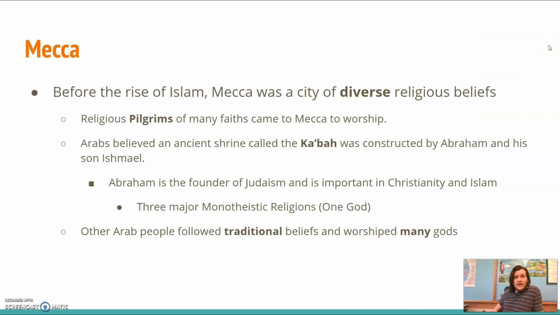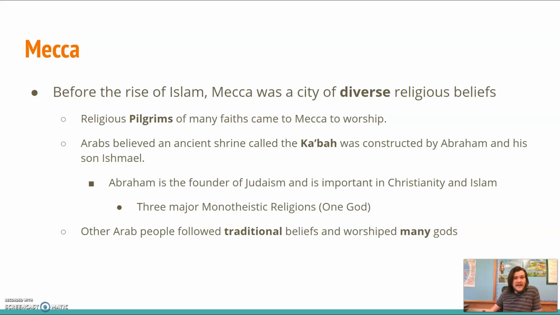Now, Mecca, before the rise of Islam, was a city of diverse religious beliefs. It means lots of people had lots of different kinds of religions. Religious pilgrims, now pilgrim is somebody who travels to one place for a religious reason. So religious pilgrims of many faiths came to Mecca to worship. Arabs believed an ancient shrine called the Kaaba was constructed by Abraham and his son Ishmael. Now, Abraham is the founder of Judaism and is also important in Christianity and Islam.